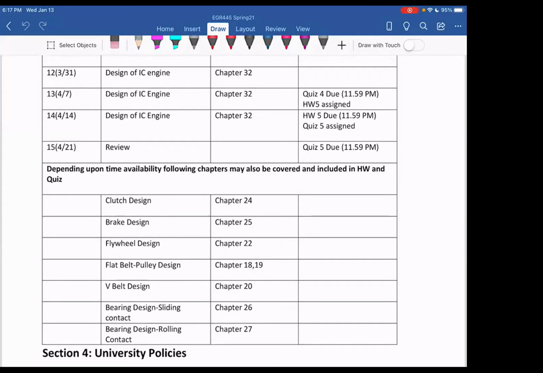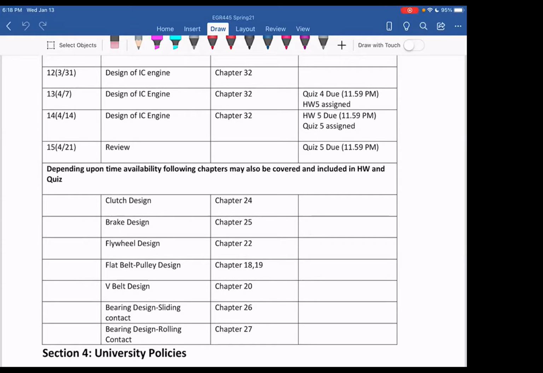So I would like to discuss design of clutches. For example, if you drive a stick shift, you have a clutch mechanism. That way you can change the gear. You use the clutch to separate the engine from the transmission, and then change the gears, change the power, change the torque and speed characteristics.